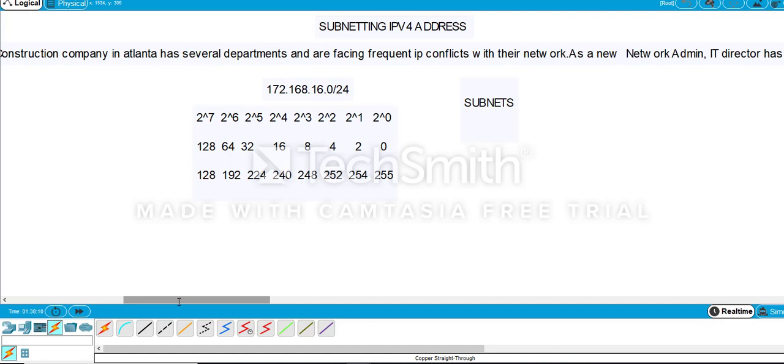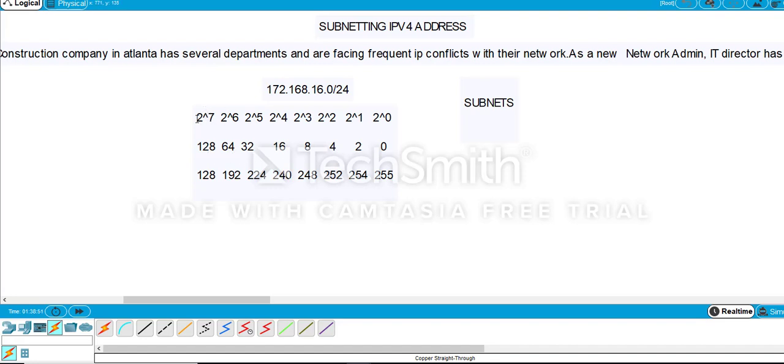We have 2 raised to the power 7, 2 raised to the power 6, 2 raised to the power 5, 2 raised to the power 4, 2 raised to the power 3, 2 raised to the power 2, 2 raised to the power 1, 2 raised to the power 0. Okay, 2 raised to the power 0 is 1, 2 raised to the power 1 is 2, 2 raised to the power 2 is 4, 2 raised to the power 3 is 8. It means that 2 times 2 times 2 is 8. 2 times 2 is 4, times 2 is what? 8. Okay, 2 raised to the power 4 is 16, 2 raised to the power 5 is 32, 2 raised to the power 6 is 64, and 2 raised to the power 7 is 128.